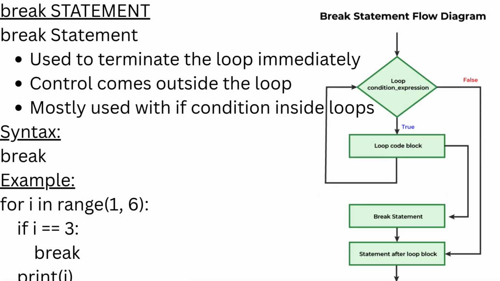The break statement is used to stop the execution of a loop immediately. When Python encounters the break statement, it exits the loop completely. In this example, when the value of i becomes equal to 3, the break statement is executed. As a result, the loop stops and no further values are printed. The break statement is very useful when a required condition is satisfied and no further looping is needed.